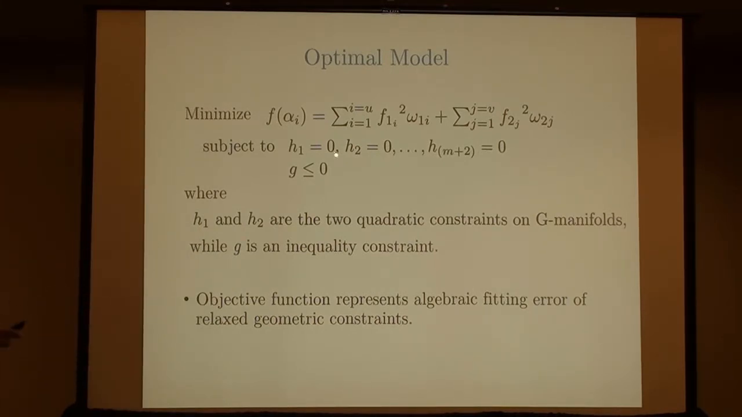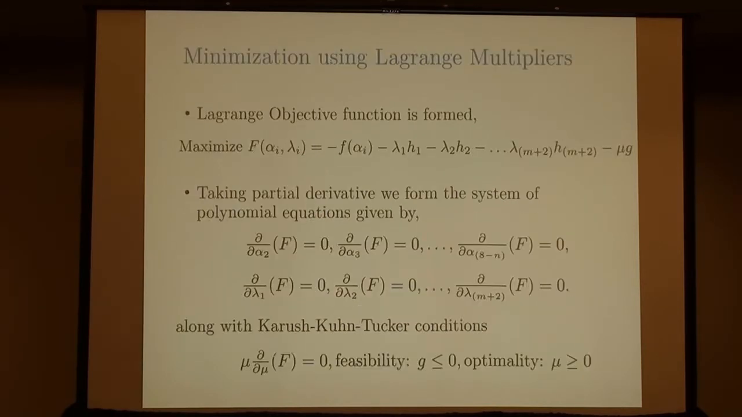So things you can relax go in here, things you can't relax should go in here, right? So now you've got this whole system where the designer can pick which ones are important to him or her and which ones are not, and which ones he or she can relax, okay? All right, so this is representing some sort of algebraic fitting error for the constraints that you can relax.